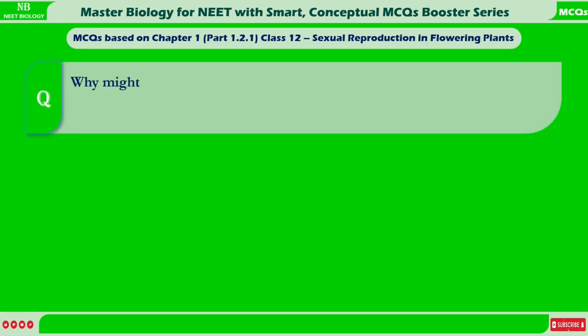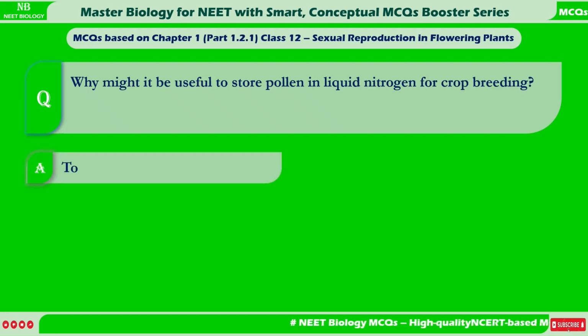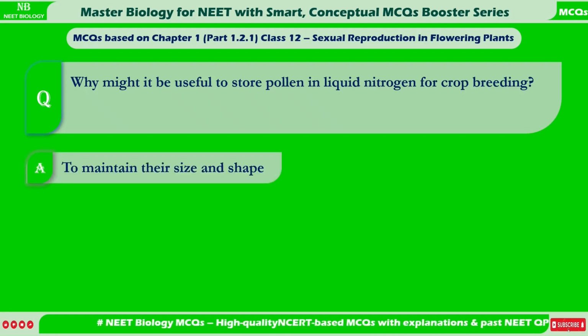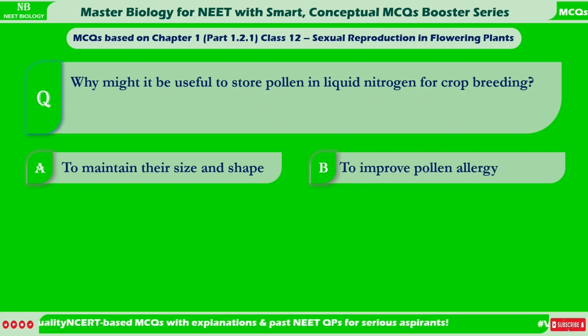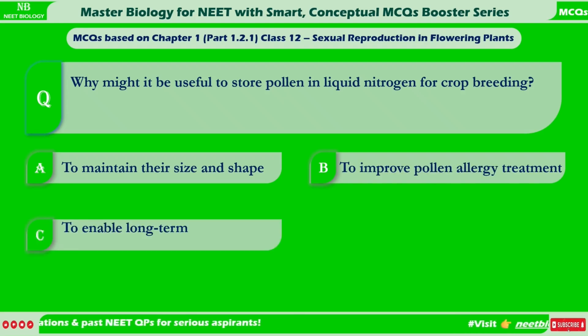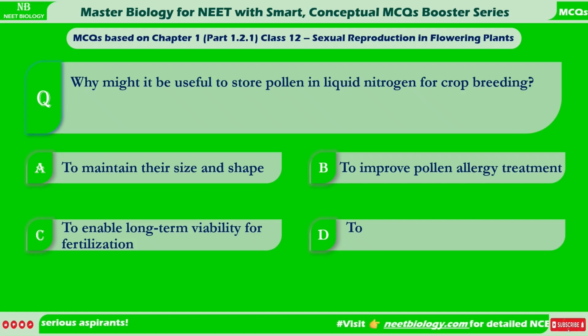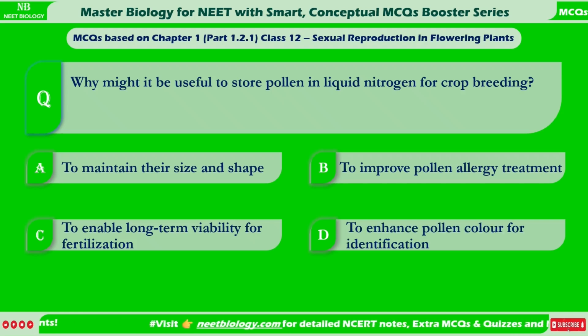Why might it be useful to store pollen in liquid nitrogen for crop breeding? A. To maintain their size and shape. B. To improve pollen allergy treatment. C. To enable long-term viability for fertilization. D. To enhance pollen color for identification.